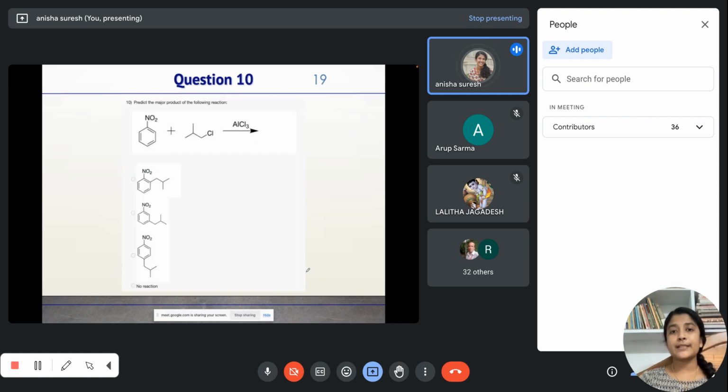Now coming to question number 10. Predict the major product of the following reaction. They have given nitrobenzene and an alkyl chloride in the presence of AlCl3. What will be the major product obtained in this reaction? Option A is the ortho product, option B is the meta product, option C is the para product, and option D is no reaction. What will be the correct answer?